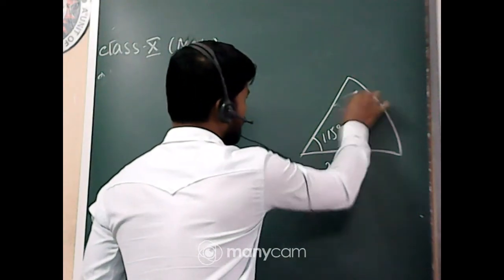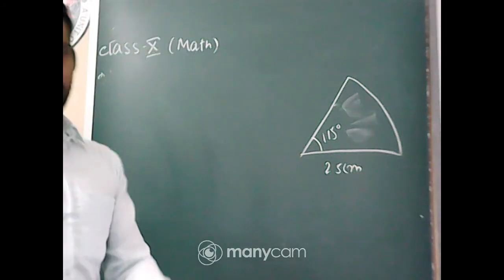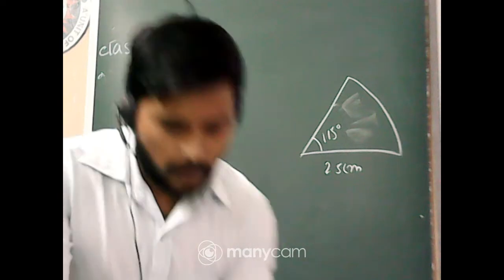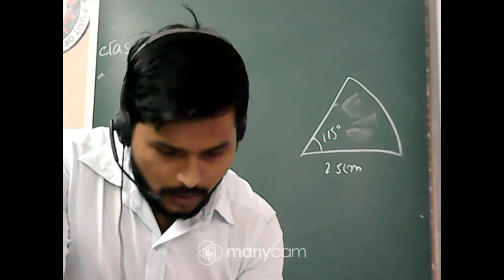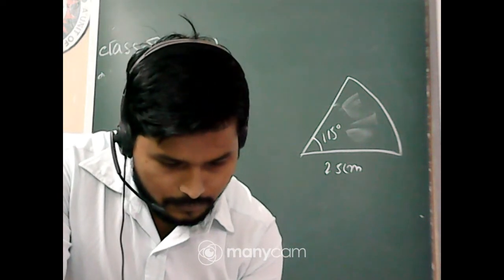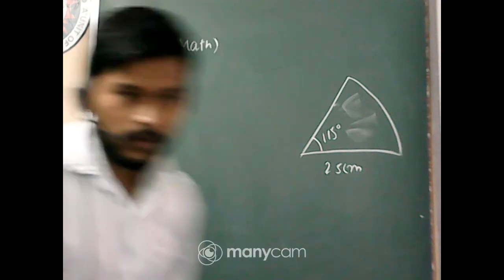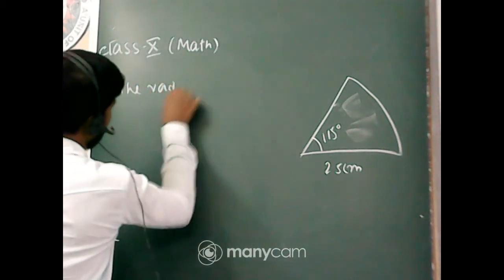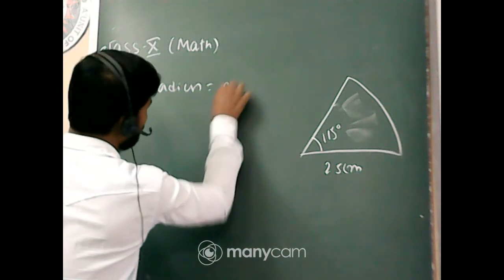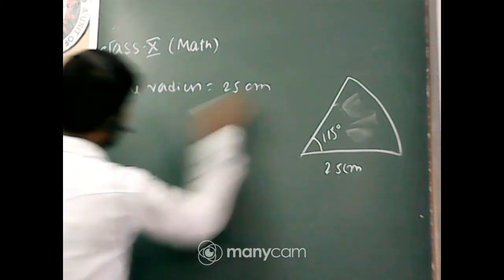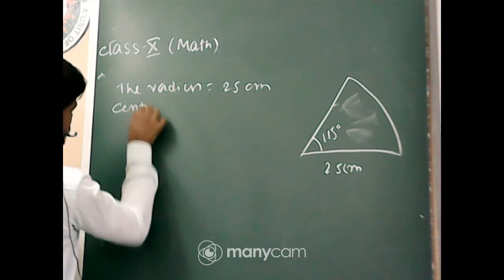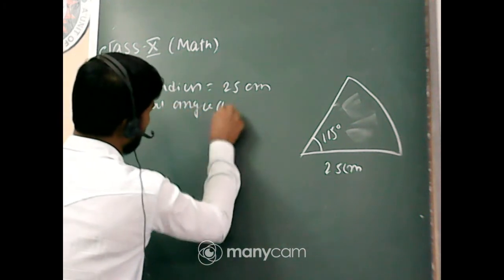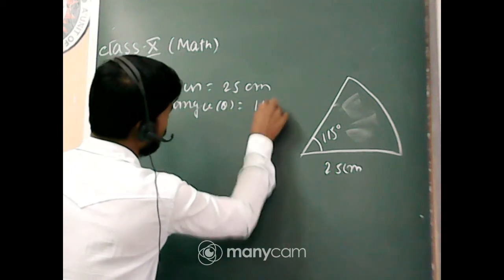We have to find the area of this portion. So we have to find the area of the sector of one wiper. So write the radius. What is the radius? First, the radius is equal to 25 centimeter. Central angle is equal to 115 degree.